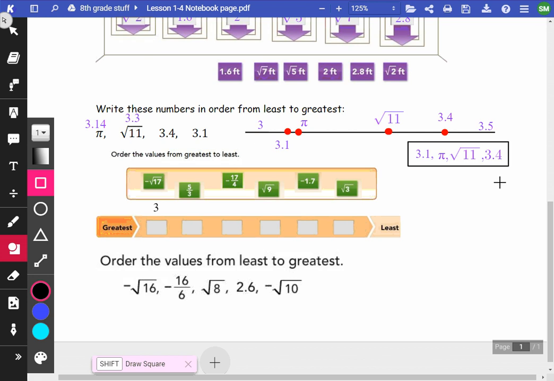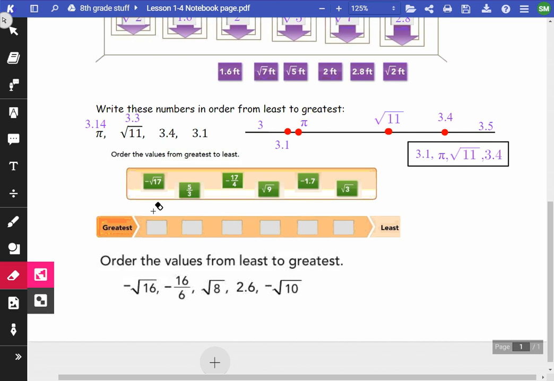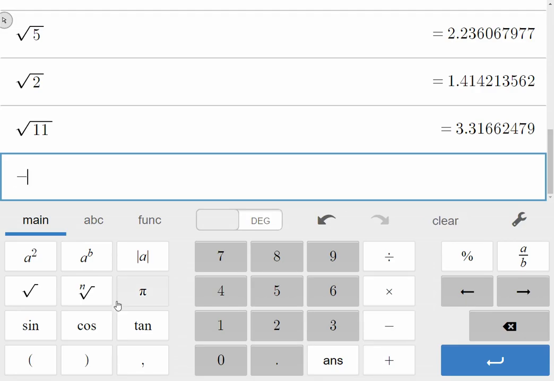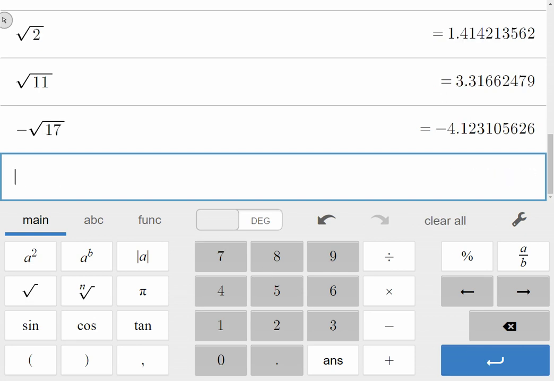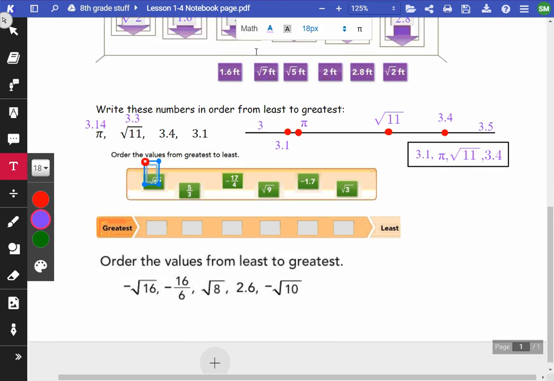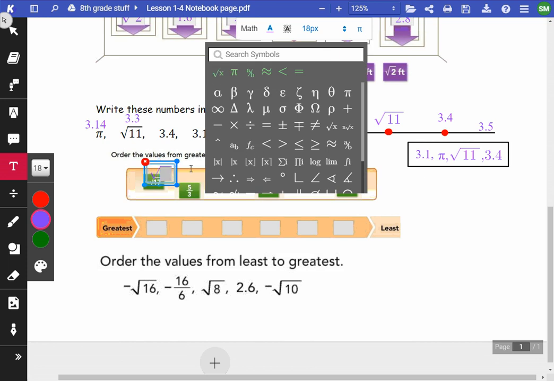This next one wants the numbers in order from greatest to least. Oh, I left a value here for my last little attempt at this. Okay, from greatest to least. So the first thing I want to do, turn them all to decimals. Negative square root 17. Negative square root 17 is negative 4.1. So, text box, put in my square root. Oh, no, I'm not square root. Delete. Negative 4.1. Silly me.